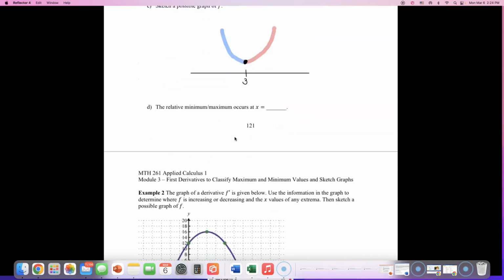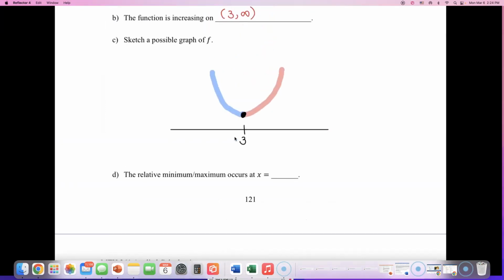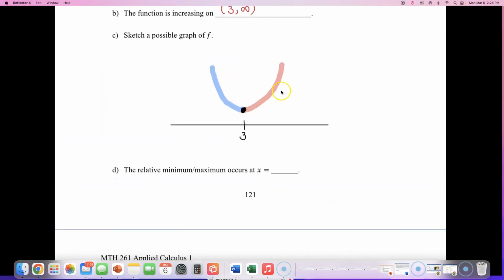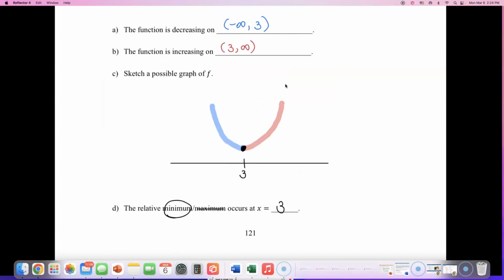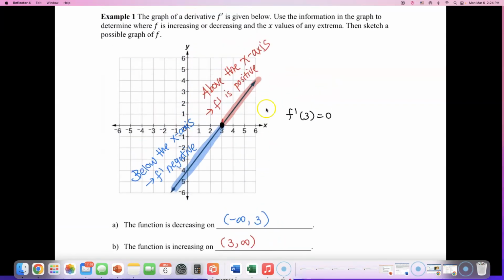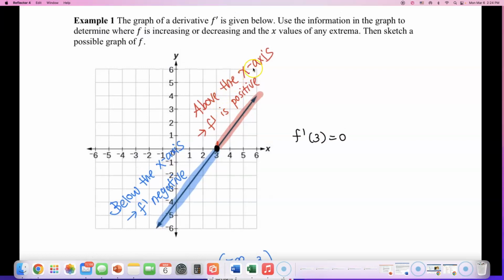Let's see. They want us to find the relative minimum or maximum value. Well, look at that U shape. This is the critical value right there. This is the lowest point of my graph, so I will call this a relative minimum, not a maximum. This is the lowest value, and that happens at 3. So this was an example on page 121. And the trick is to really look above the x-axis for the interval where f is increasing and look below the x-axis for the interval where f is decreasing.